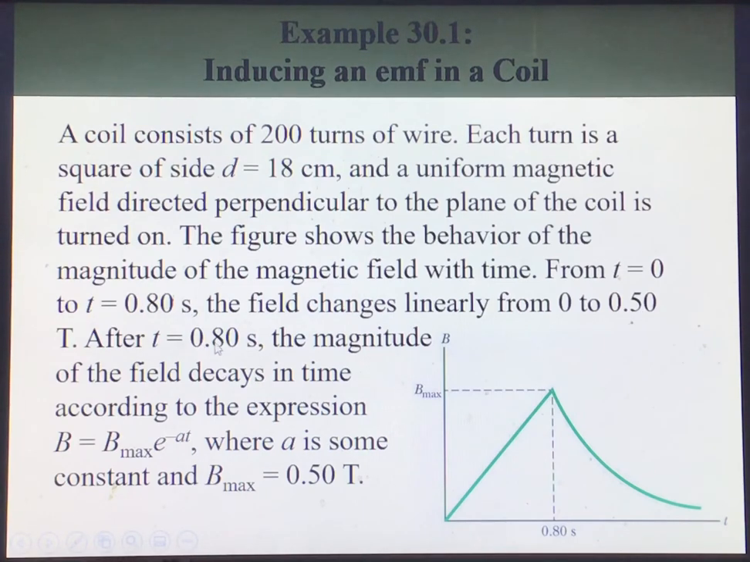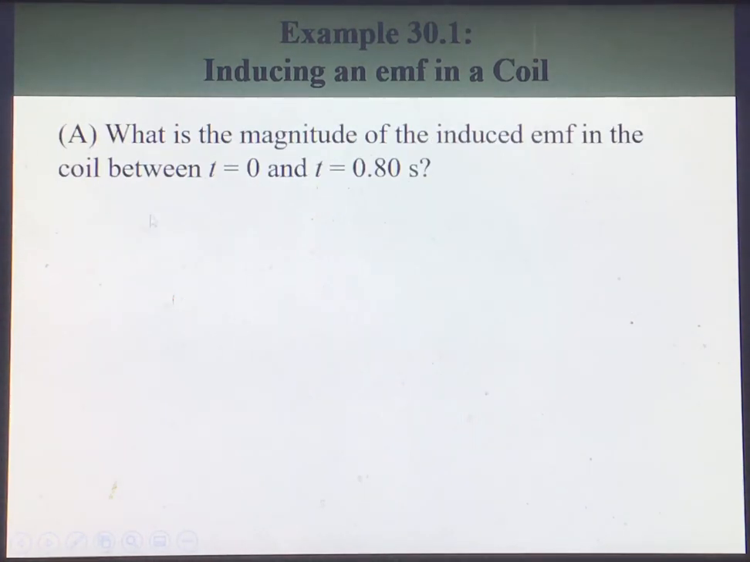After t equals 0.8 seconds, the magnitude of the field is going to decay in time according to this equation: B equals B max e to the negative a t, where a is some constant and B max is equal to 0.5 Teslas. For part A, it asks us: what is the magnitude of the induced EMF in the coil between t equals 0 and t equals 0.8 seconds?